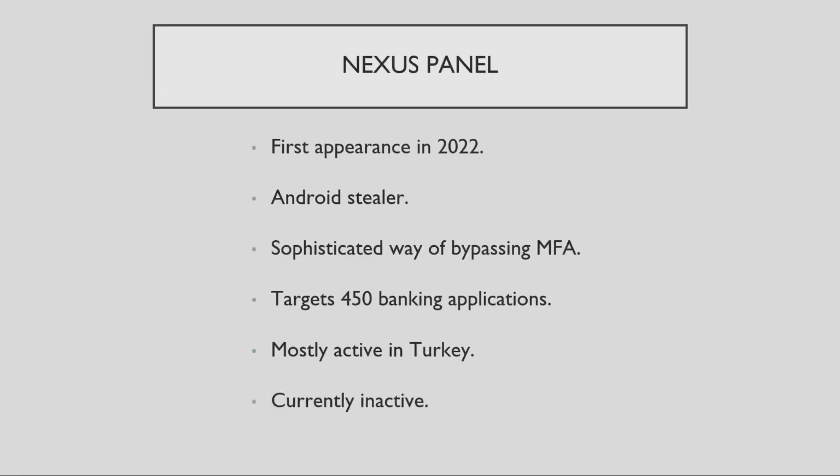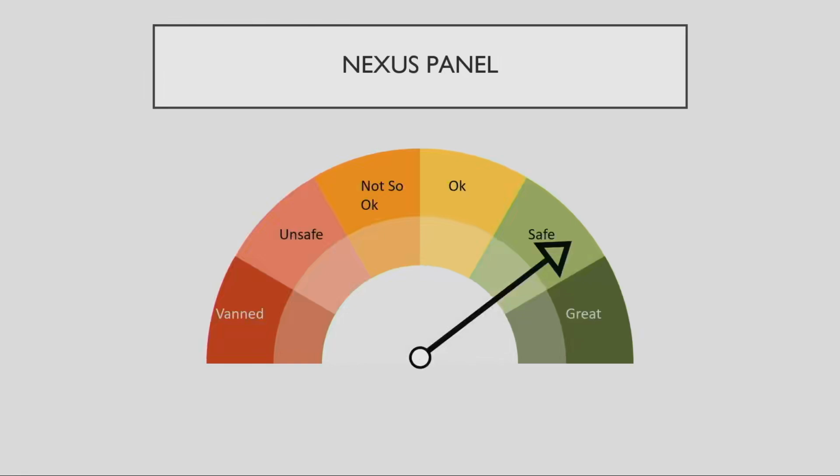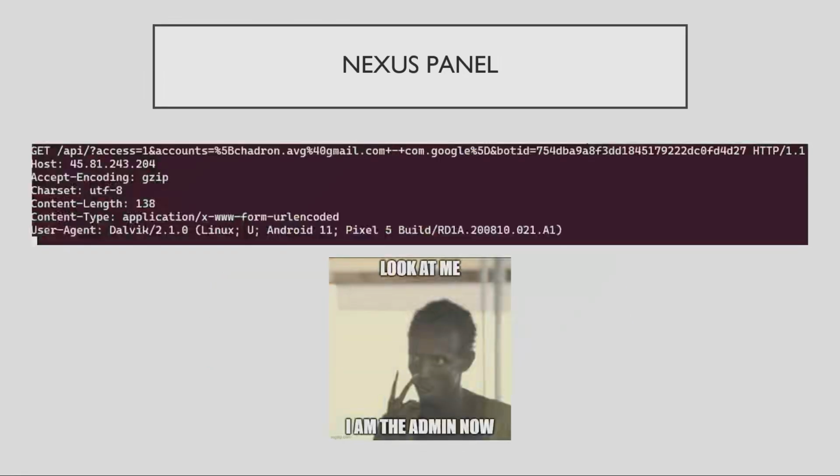Next is Nexus Panel. Their first appearance was in 2022. They act as an Android stealer. They have a really sophisticated way of bypassing MFA. They target a lot of banking applications. They're mostly active in Turkey, and they're inactive for the past 2.5 months. So I say I'm safe, but you never know.